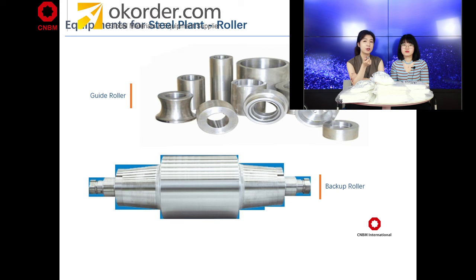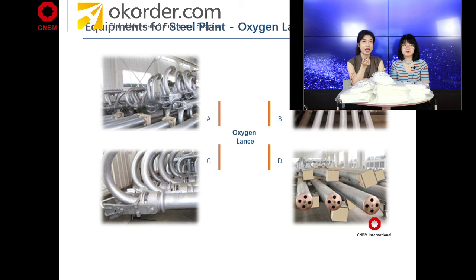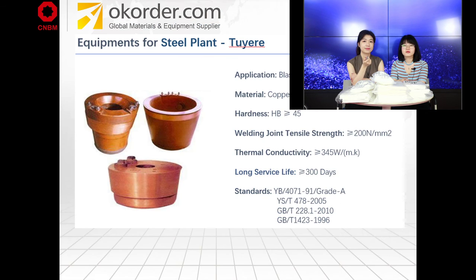The second thing we have here is roller. We have guide roller and backup roller, in different sizes. And we have oxygen lance. It's used in steel mills or similar industries. And tuyere is very interesting. It's used in the blast furnace air blasting system. We have different materials of it. Sometimes we have copper, sometimes we have cupronickel. The hardness is usually about 45, so it's very strong.